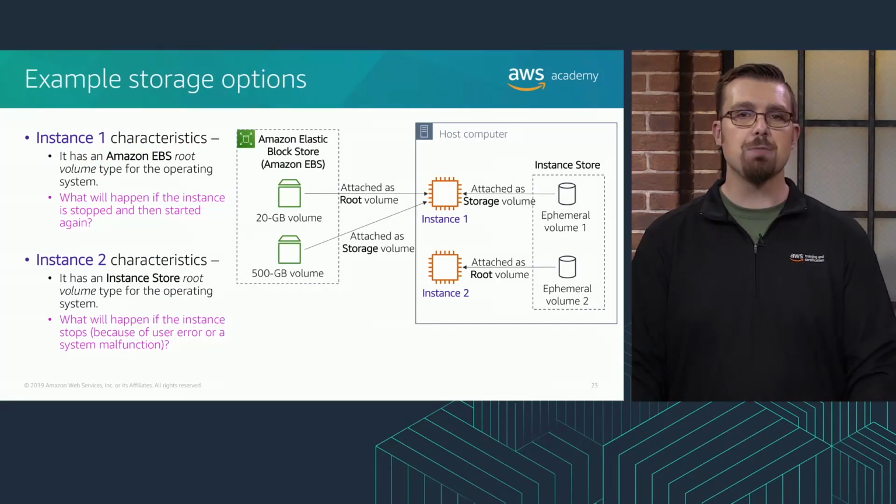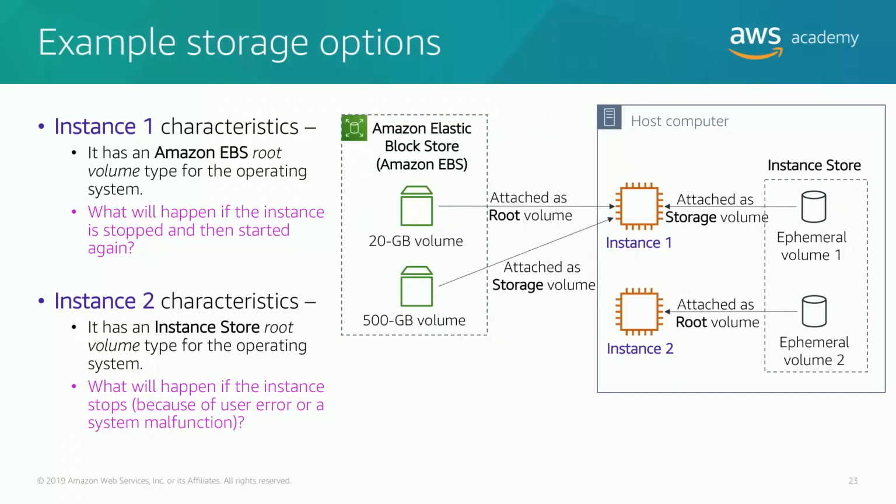Here, you see two examples of how storage options could be configured for EC2 instances. The example for instance 1 shows that the root volume, which contains the OS and possibly other data, is stored on Amazon EBS. This instance also has two attached volumes. One volume is a 500 gigabyte Amazon EBS storage volume, and the other volume is an Instant Store volume.